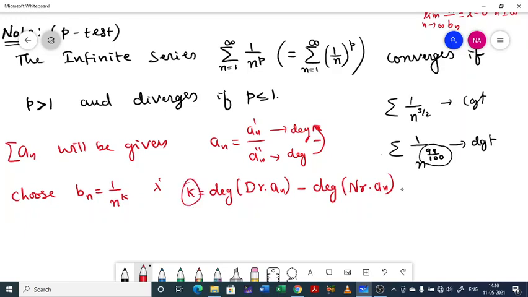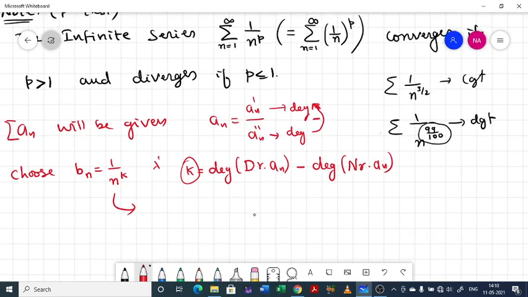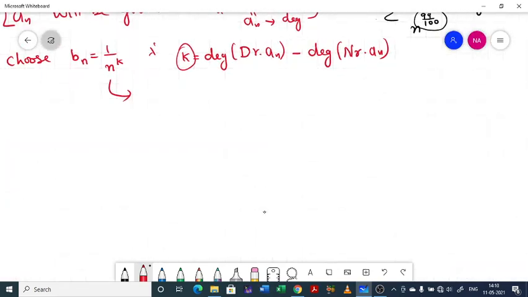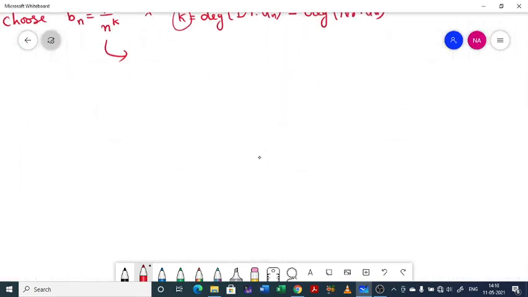So you get some number that will be k. So I had to choose bn to be 1 by n power k. Now the nature of this will be known, that is using p-test. If k is less than or equal to 1, then the series diverges. If it is greater than 1, then the series converges.